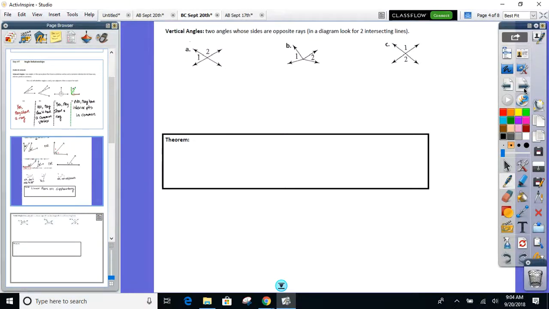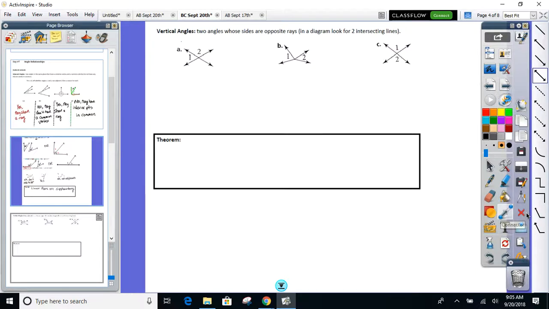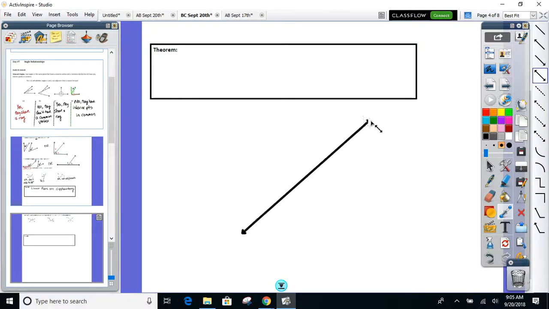Have you ever heard of these before? Vertical angles? Vertical angles? Verts, as I like to call them. Vertical angles, yes, no? Okay, but here's what vertical angles are. Two intersecting lines are formed. All right, two intersecting lines, the angles that are opposite. All right, so if I just do a quick sketch down here, vertical angles.